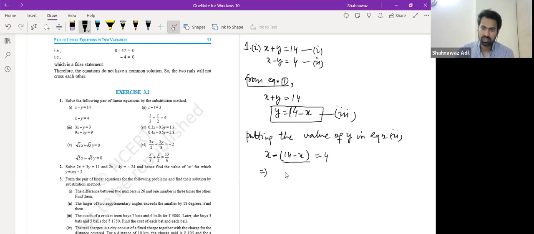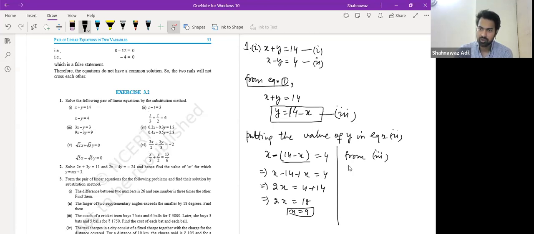Okay, so this would be x minus 14 plus x is 4. So x plus x is 2x, 4 plus 14. So 2x is 18, so x is 9. And from the first, we can calculate the value of y, which would be 14 minus 9. So this is 5. Now we have calculated the value of the two unknowns from the substitution method. Okay, Tejasvi and Amira, any doubt? No, sir. Okay, so you guys please note it down.